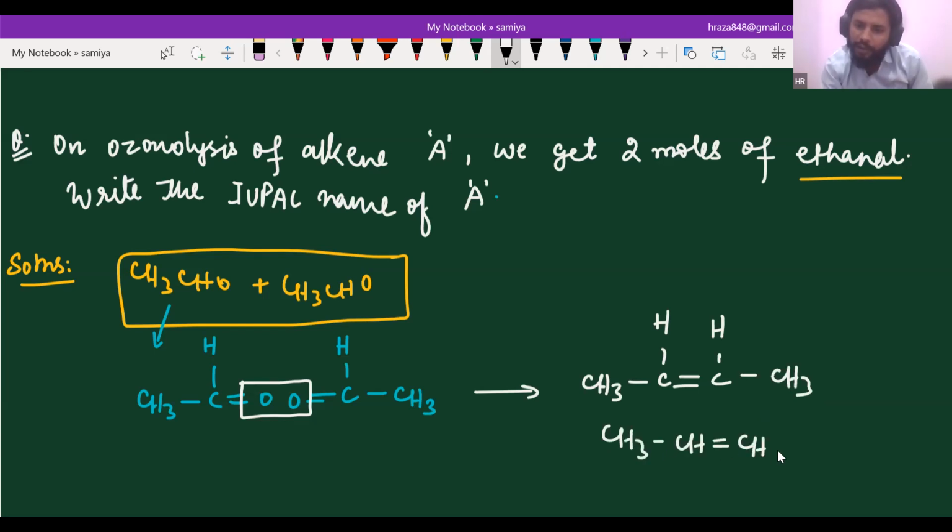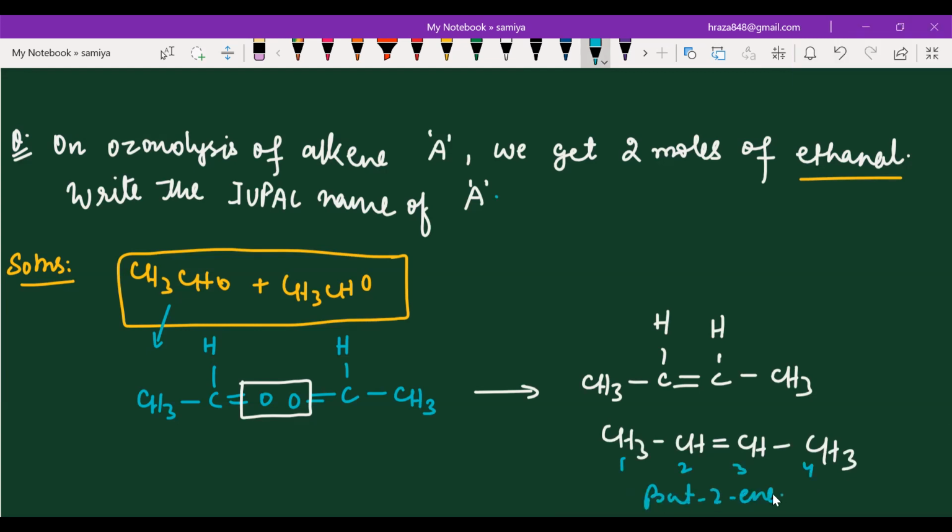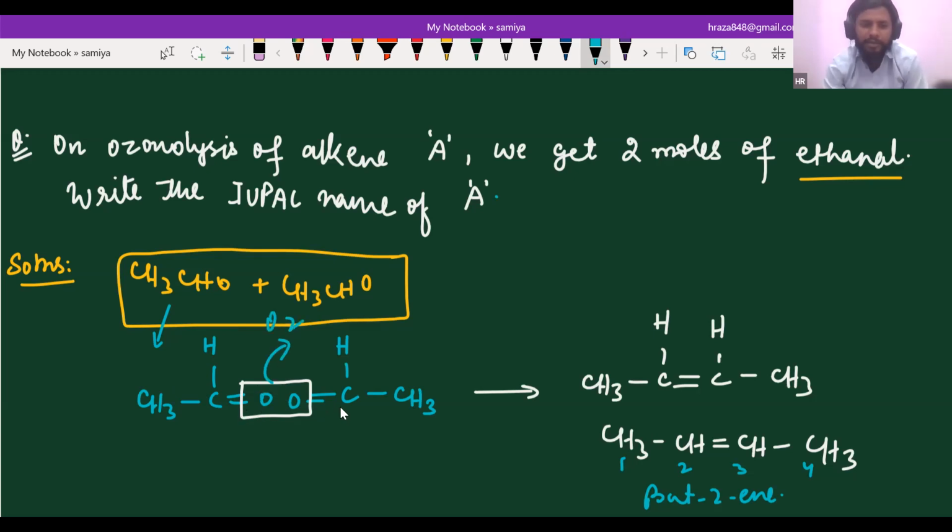So can you name the reactant, alkene A? It's very easy. 1, 2, 3, 4. So it is butene. Yes or no? Yes, sir. So whenever you are given a question like this, whether it is 2 ethanol or 1 ethanol, 2 pentanol or anything, just write the structure with the double bond O like this, so that you can easily remove it in the form of O2 and add the double bond. Is that clear?